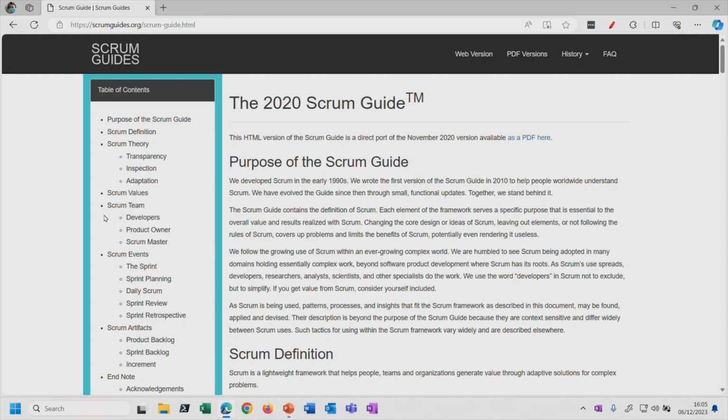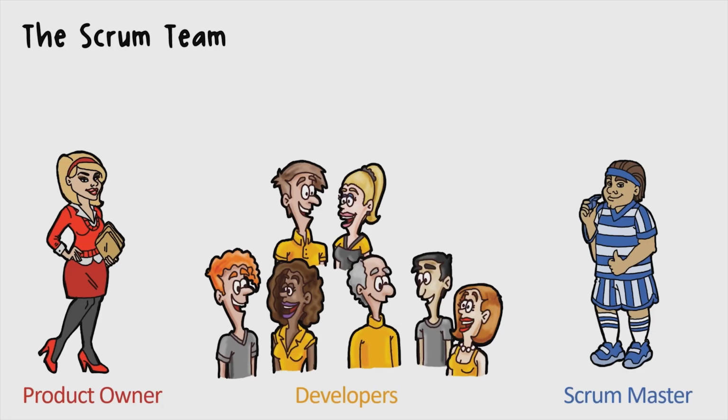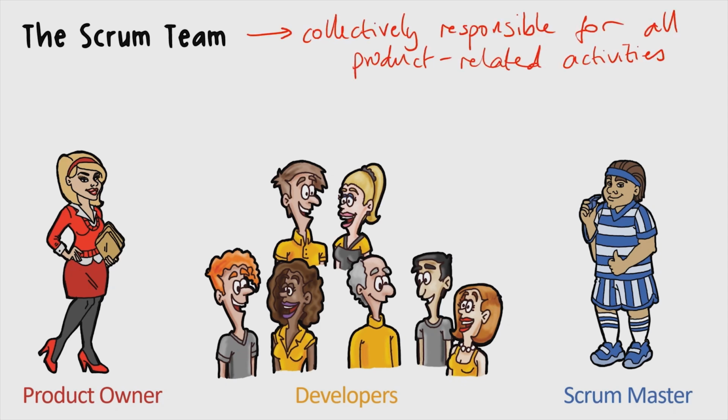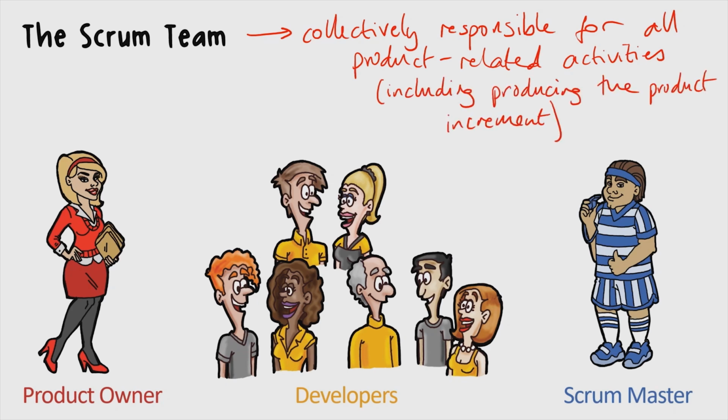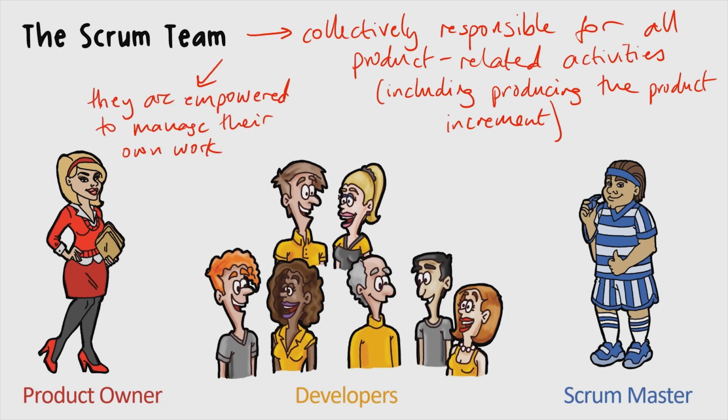For the rest of this video, I'd like to take you through the components of the Scrum team, what the Scrum events are, and what the Scrum artifacts are. We shall begin with the Scrum team. You can see the different roles just here, but as a team, all of these people together are collectively responsible for all product-related activities, including the production of that working product increment at the end of each sprint. As I think we've mentioned before, the Scrum team are empowered to manage their own work. We described that previously as the Scrum team being self-organising or self-managing, and that's a very strong characteristic of these types of agile teams.